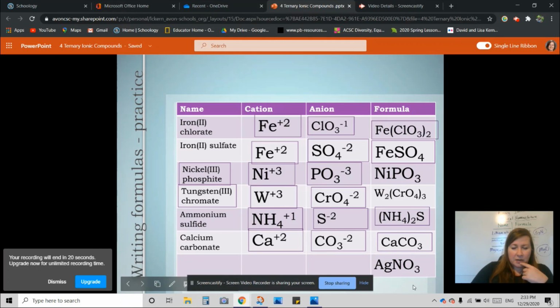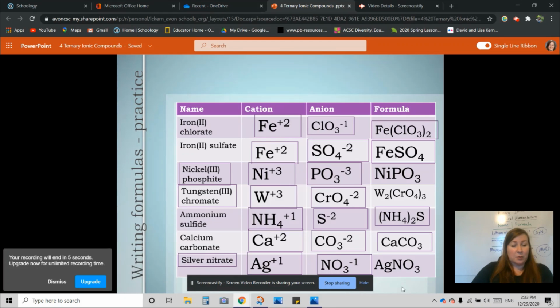And on our last one, we have silver and nitrate. There's the nitrate ion from our polyatomic ion sheet. Silver must be +1. Now, silver is one of those few transition metals that's not technically multivalent, so we could write silver 1 nitrate or silver nitrate. Either way is fine.